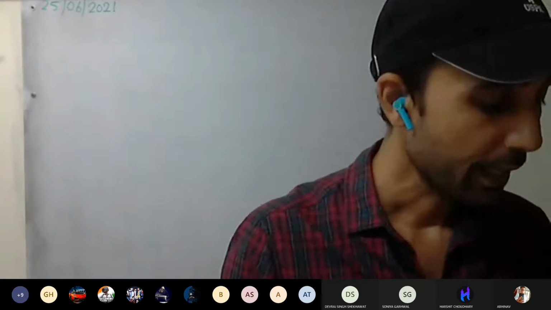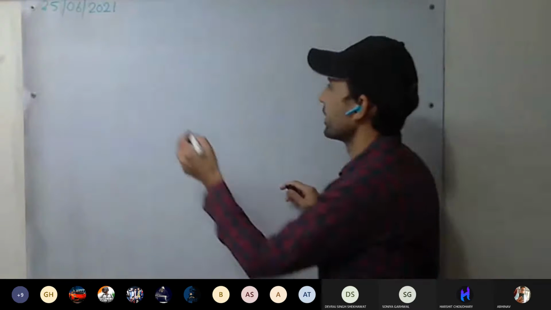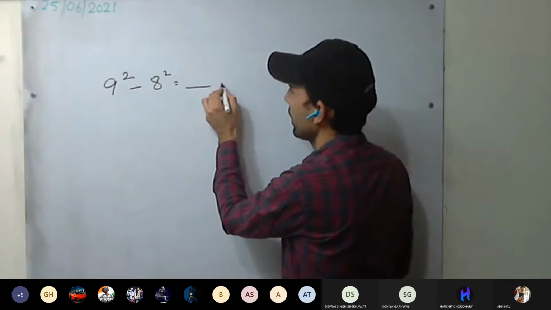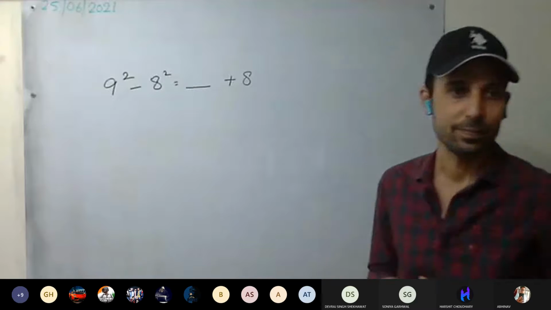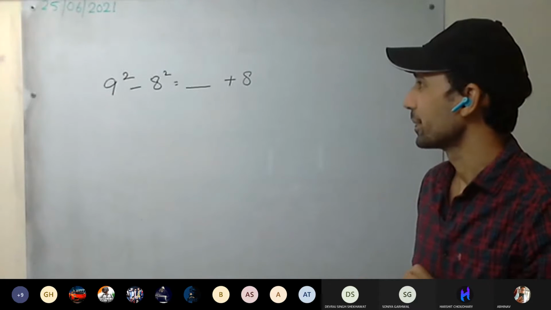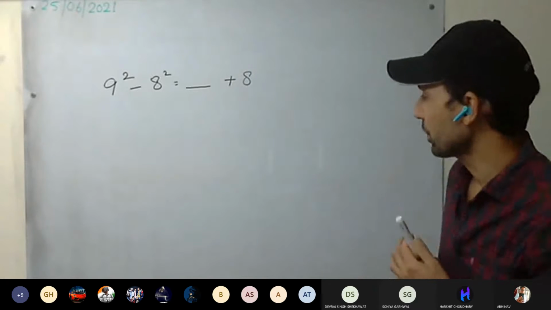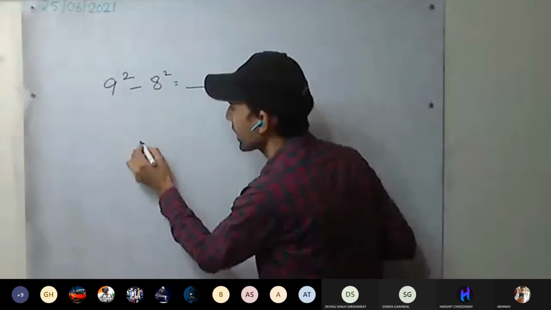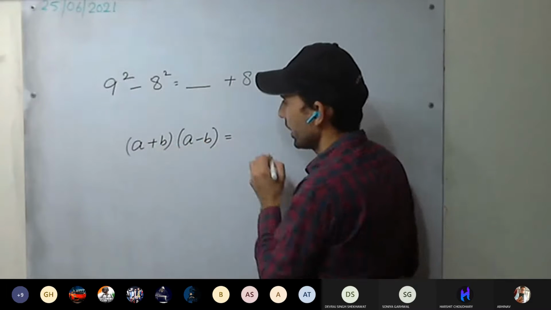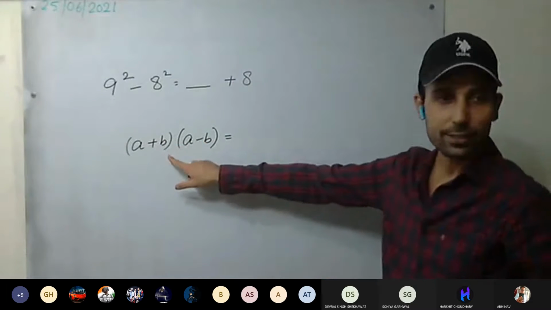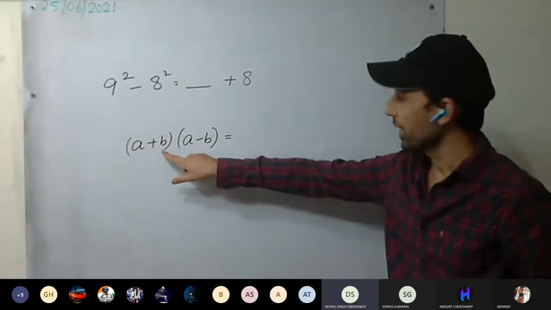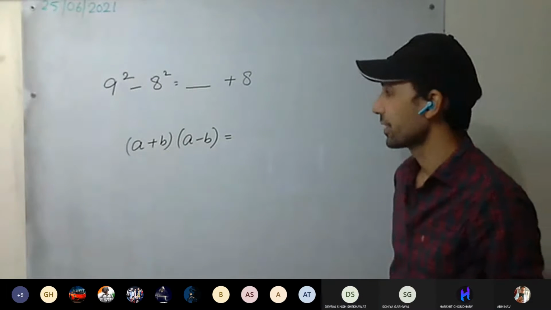Next one, the question is 9 square minus 8 square. How are we going to do this one? Before that, I will give you something: a plus b into a minus b. Have you studied algebra in the last class? Okay, multiply them. What are you going to get? Tell me.